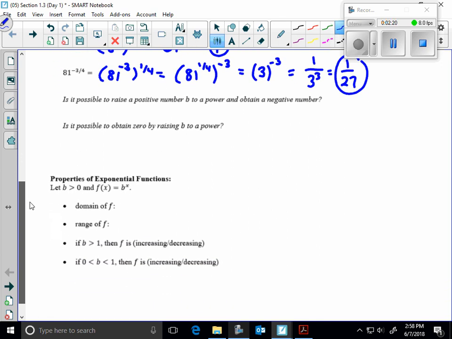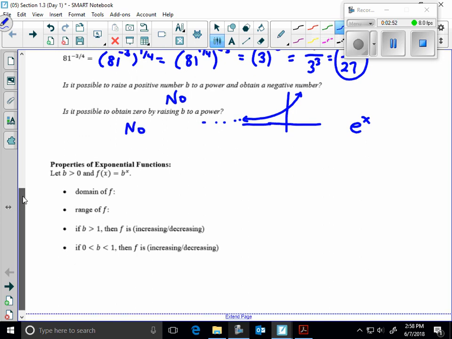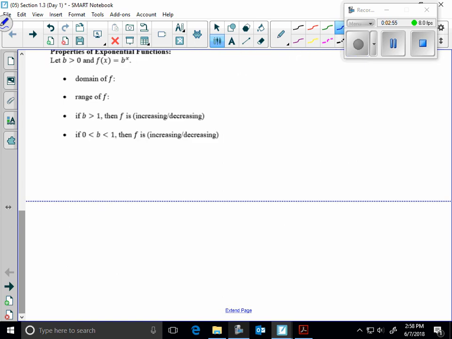Is it possible to raise a positive number to a power and obtain a negative number? The answer is no. And a nice clear reason why. Let's take e to the x. No matter how small of a negative number I plug in for x, that graph will never reach 0. If I take a positive number to an exponent, I can never reach 0. Is it possible to obtain 0 by raising b to a power? Well, this it approaches, but never equals 0. So no, that would also be a no. Properties of the exponentials are interesting.